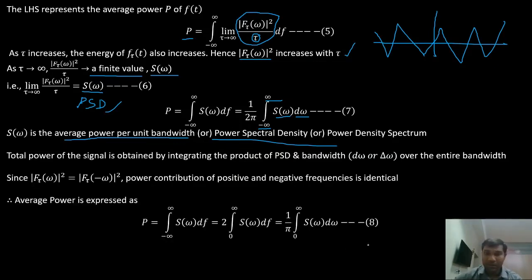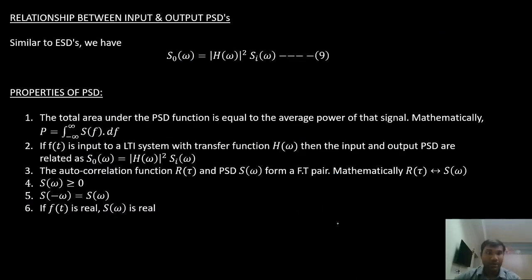So this part is the same as that of energy spectral density. I am considering a real signal. Since it is a real signal, the contribution of positive and negative frequencies is identical, and the average power, the integral from minus infinity to infinity, is now going to be twice the integral from 0 to infinity. If I multiply with 2, I have 1 by pi integral from 0 to infinity S of omega d omega.